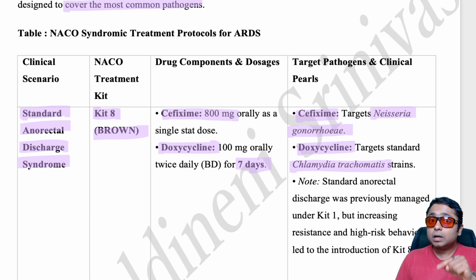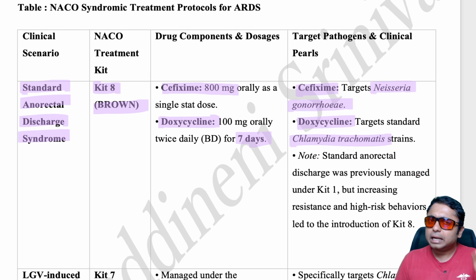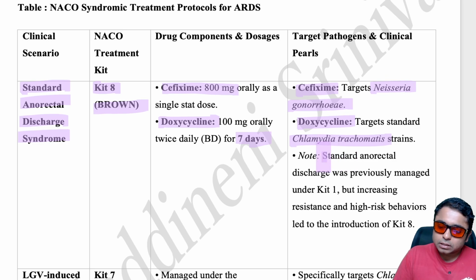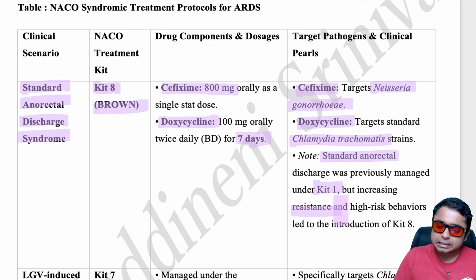That is the only difference between kit number 1 and 8 if you have observed. What is the reason for adding this new kit? So previously kit number 1 was used in the anorectal discharge syndrome patients. Now why is kit number 8 being added? What are the changes done and why are they made? So I will tell you that just briefly. So the standard anorectal discharge syndrome was previously managed with kit number 1. But the problem is that increasing resistance and also high risk behaviors in the population has led to the introduction of this kit number 8.